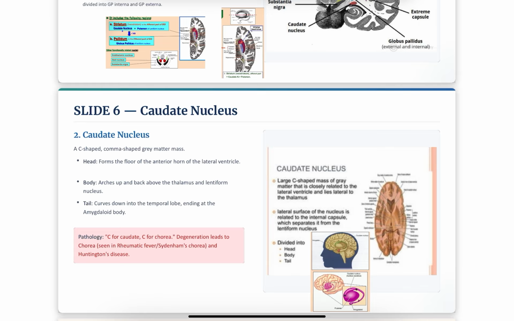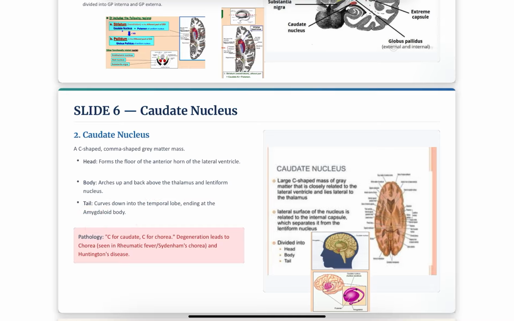So in the anterior horn of the lateral ventricle, the floor of it is formed by the head of the caudate nucleus. And then the body will arch up and back, so it will go up and back above the thalamus and the lentiform nucleus. And finally, the tail will curve down into the temporal lobe, ending at the amygdaloid body.